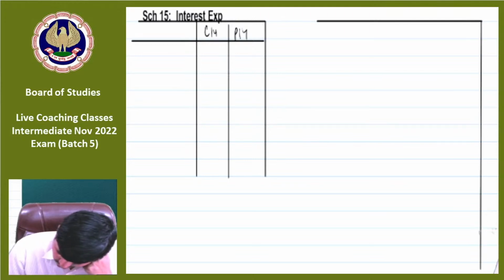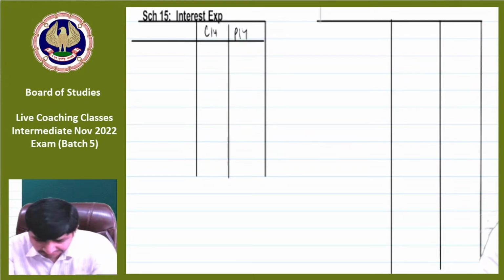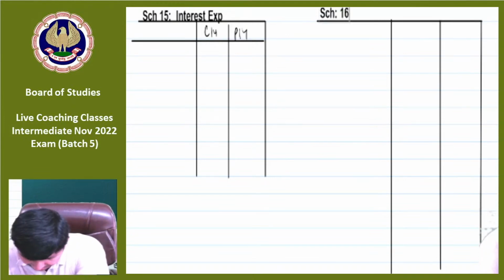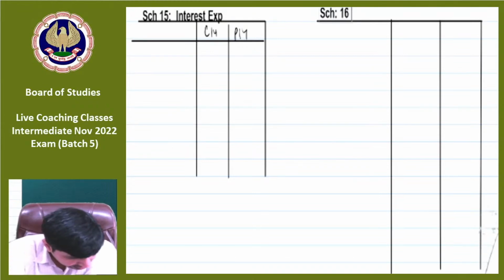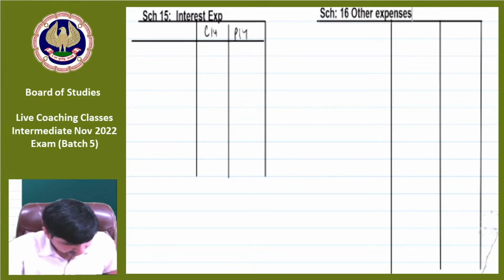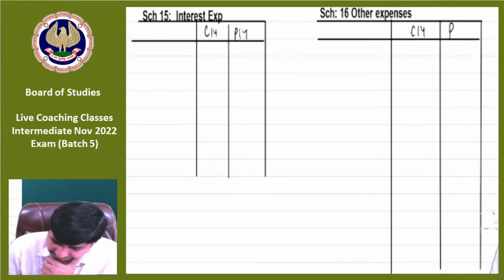Now next is schedule number 16. As you know, many items are there for expense, so please prepare accordingly using the space. Schedule number 16. Other expenses. Current year and then previous year.